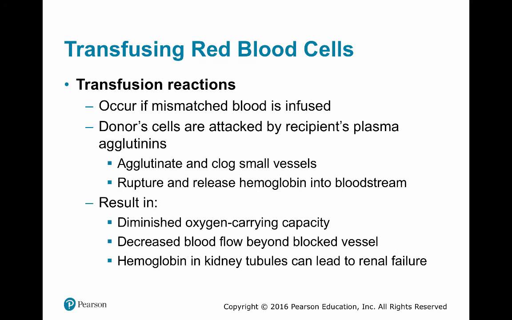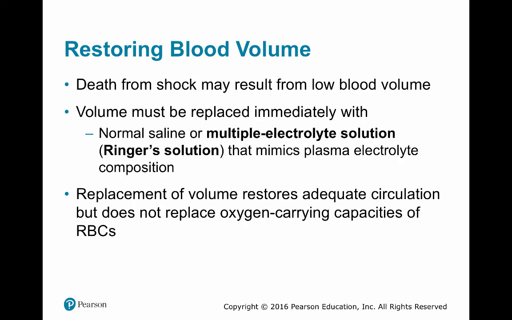So transfusion reactions are what happens if you get mismatched blood that is actually infused. The donor cells are attacked by the recipient's plasma agglutinins, right? And so they will agglutinate and clog small vessels, rupture and release hemoglobin into the bloodstream, and this can result in diminished oxygen carrying capacity, decreased blood flow beyond blocked vessels, and hemoglobin in kidney tubules can lead to actual renal failure. So it can be overwhelmingly bad for your body. And so death from shock may result from low blood volume after this happens.